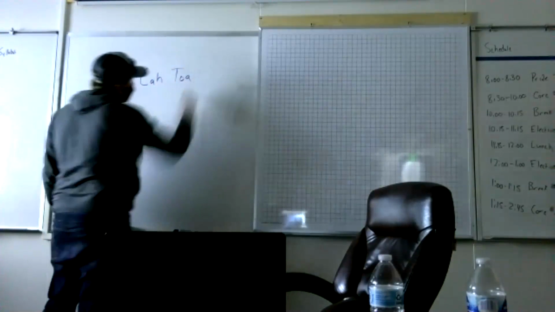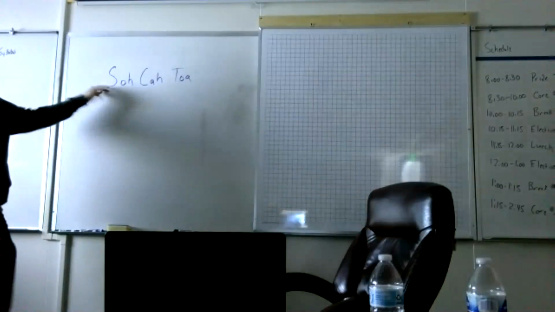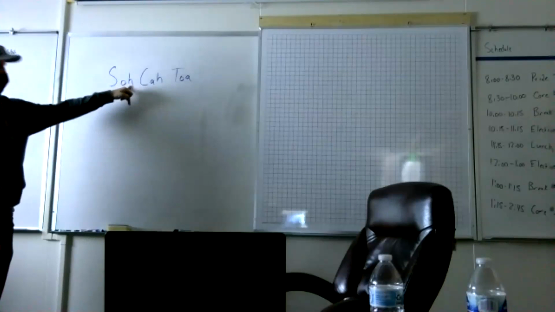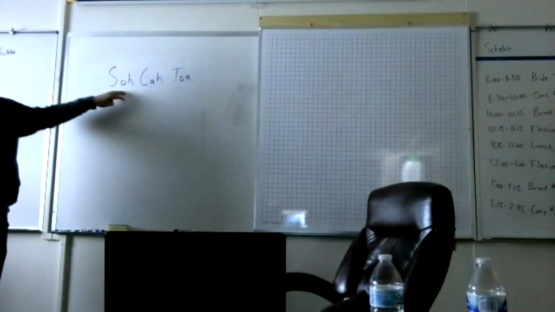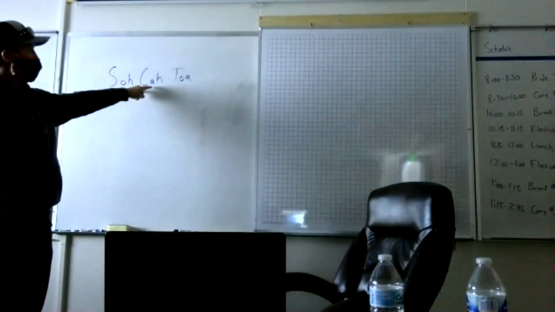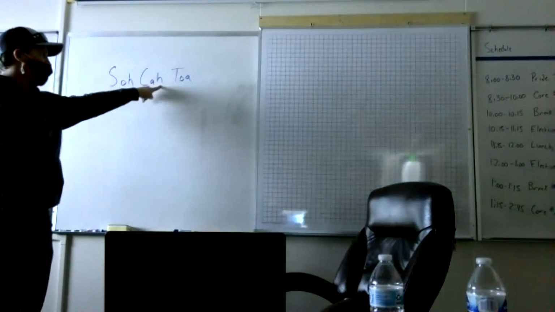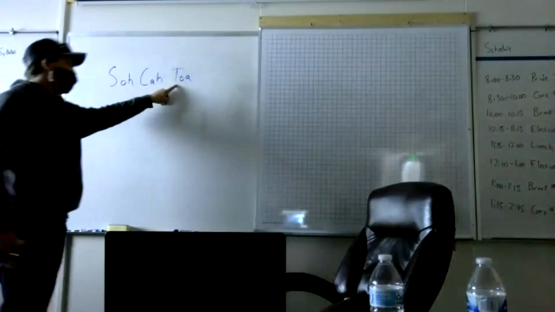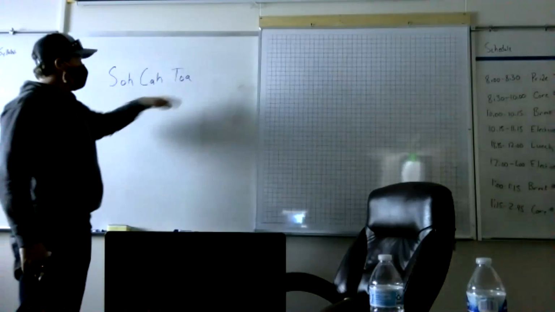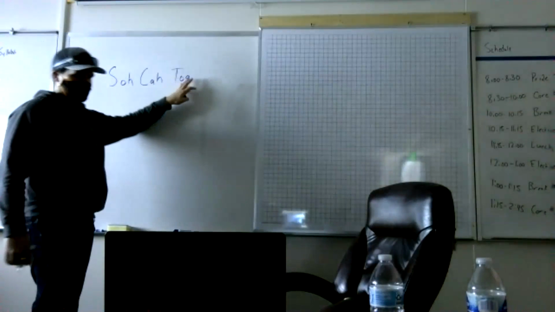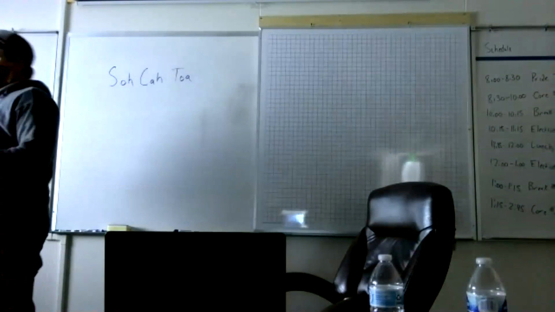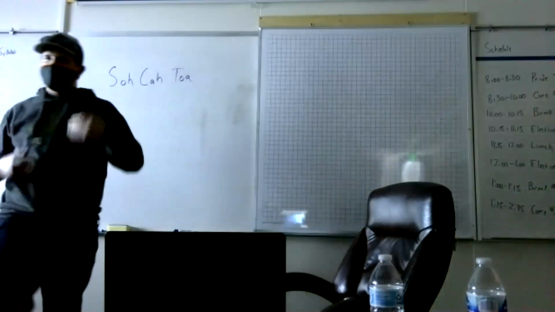Okay? So SOH stands for sine. Sine is opposite over the hypotenuse. CAH is representative of cosine, so it's the adjacent side over the hypotenuse. TOA is representative of tangent, the opposite over the adjacent side. And from there, we can flip them into their reciprocals.